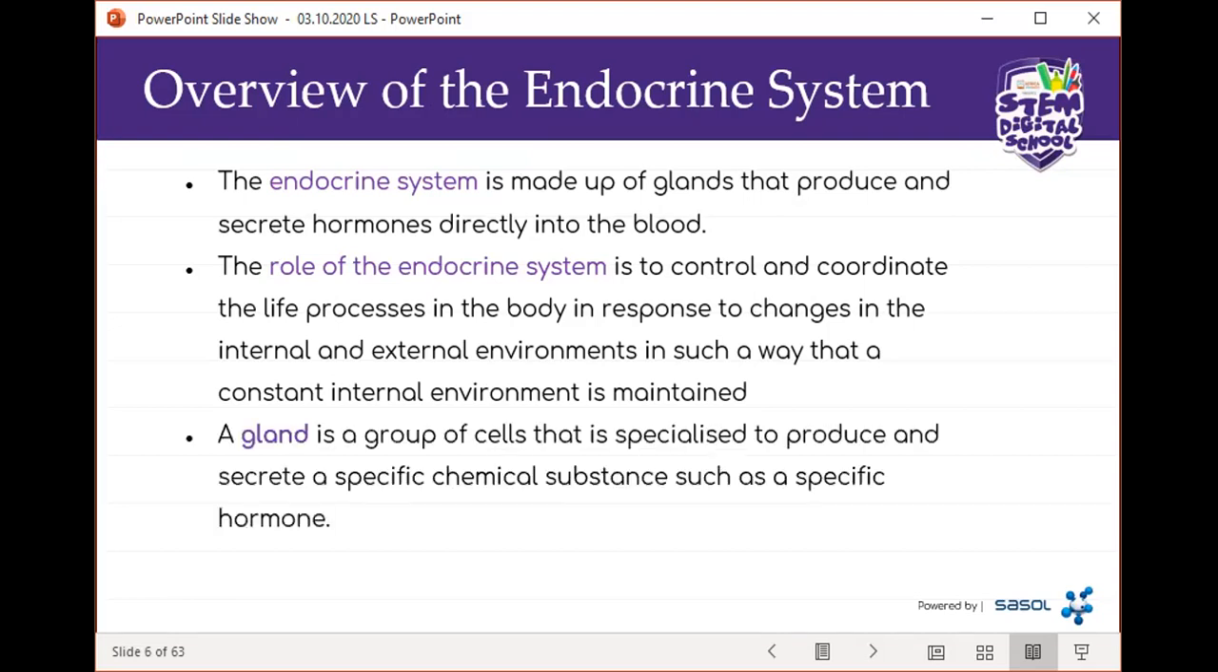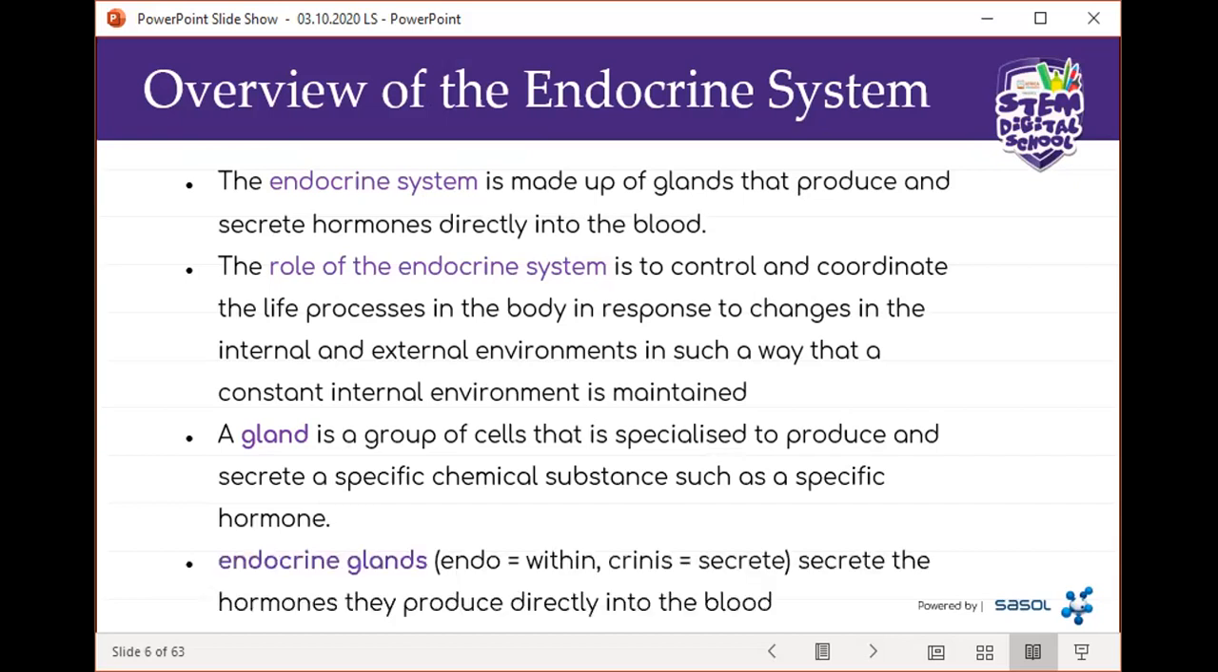Now, a gland is a group of cells that are specialized to produce and secrete specific chemical substances such as a specific hormone. We have two types of glands, guys: an exocrine gland and an endocrine gland. An exocrine gland is a gland that has ducts, and an endocrine gland does not have ducts, so it's also called a ductless gland. It secretes the hormones they produce directly into the blood.